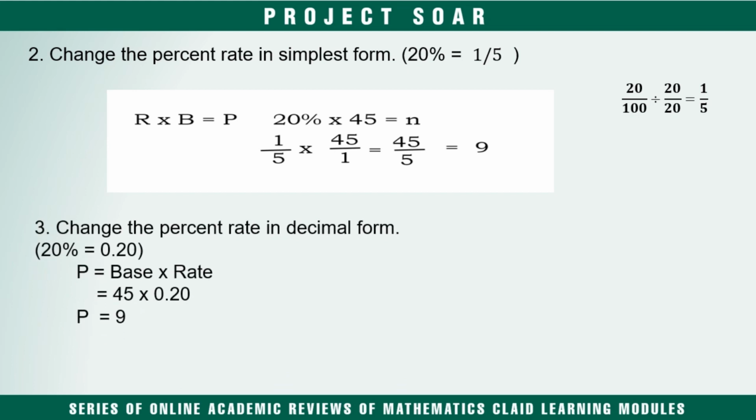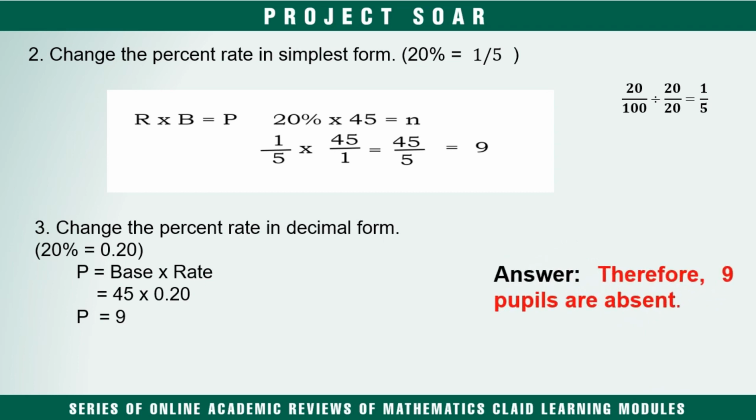Third is we are going to change the percent rate in decimal form. So how do we change percent in decimal form? Very good. We move the decimal point 2 places to the left. So 20% in decimal form is 0.20 or 20 hundredths. So following our formula, base times rate equals 45 times 0.20 or 20 hundredths equals 9. So therefore, 9 pupils are absent.